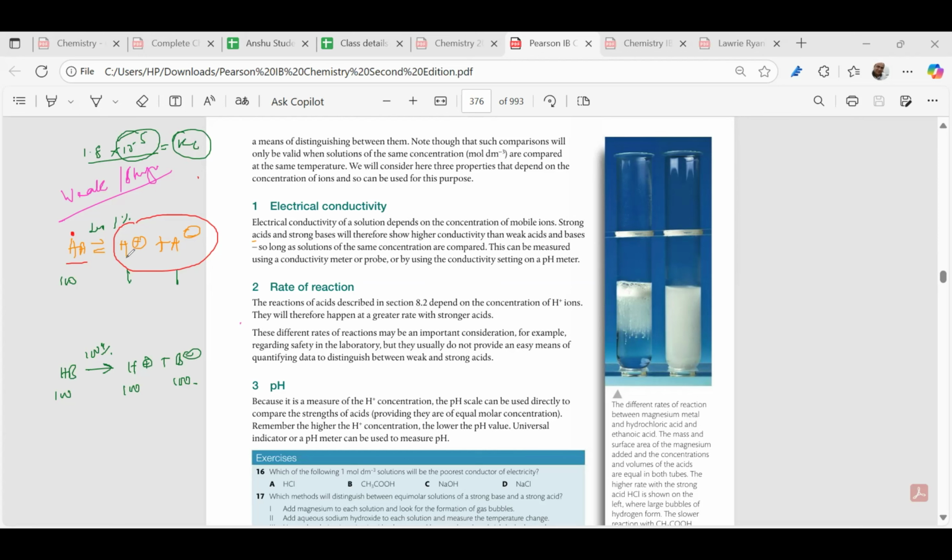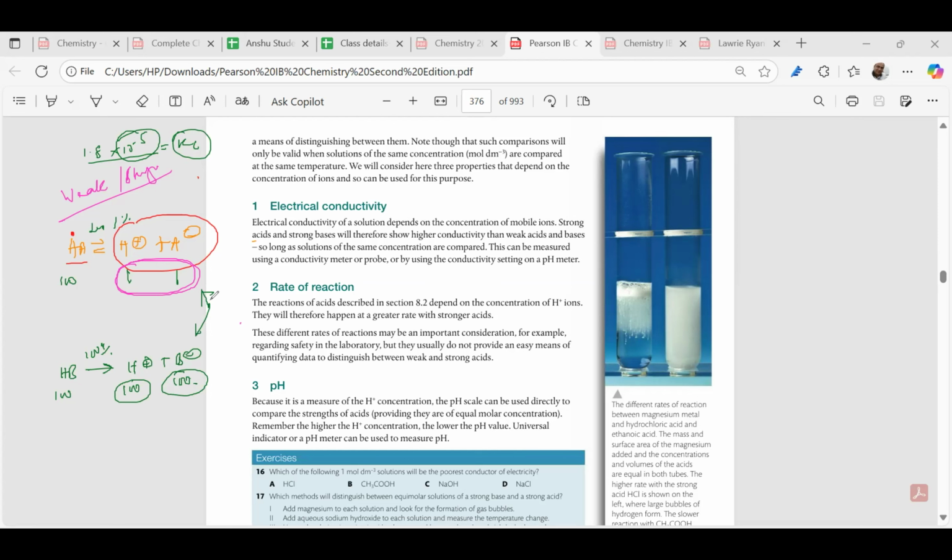The weak acid has very few ions in the solution, in the dissociated state. Did you get my point? Whereas a strong acid has a huge amount of ions roaming around in the solution. So this is the basis of the experimental difference we have to pick up.